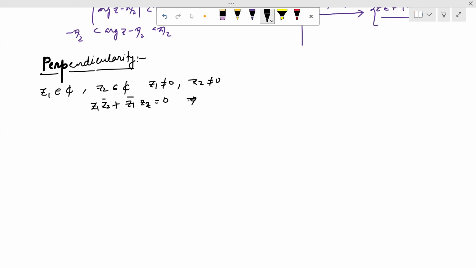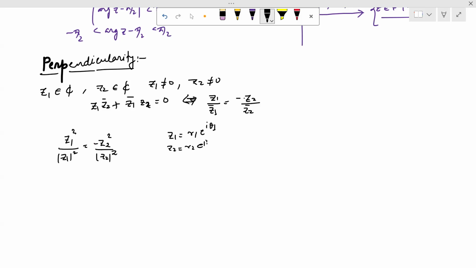It implies that this can be possible if and only if Z1 upon Z1 bar, or Z1 upon Z1 conjugate, is equal to negative of Z2 upon Z2 conjugate. Simply multiply by Z1 on both sides, and you'll get Z1 square divided by mod Z1 whole square, which is equal to minus of Z2 square divided by mod Z2 whole square. Now you can use the polar representation: Z1 is equal to R1 e to the power i theta 1, and Z2 is equal to R2 e to the power i theta 2.